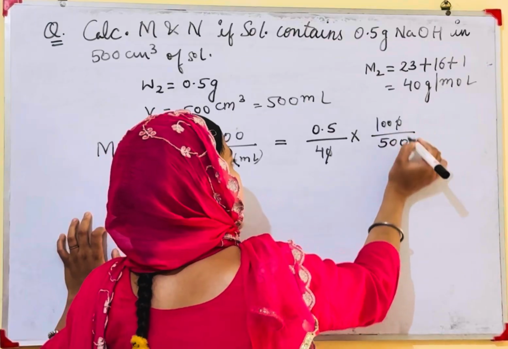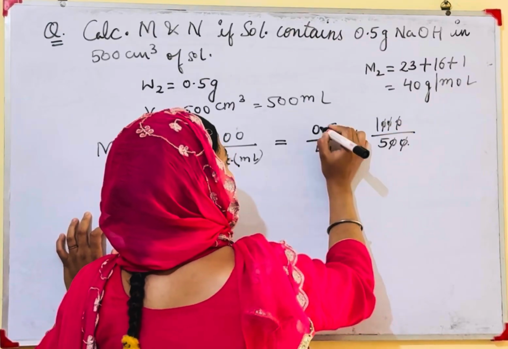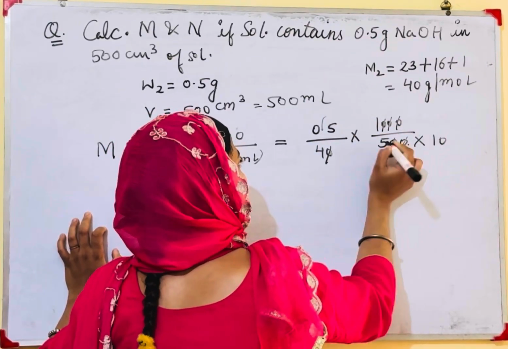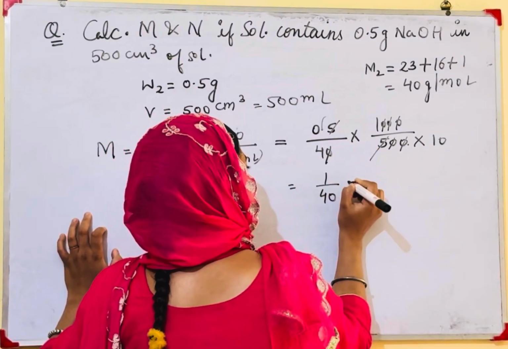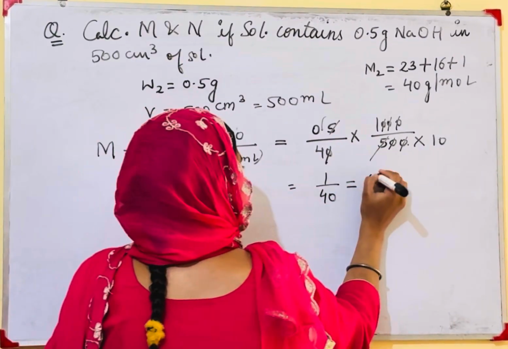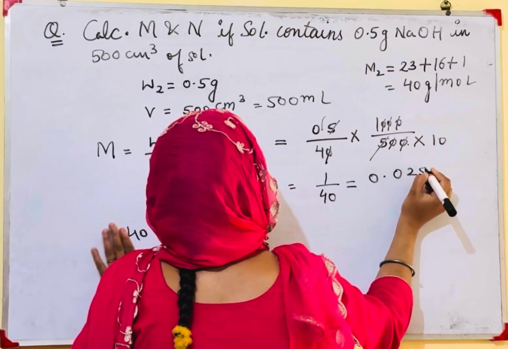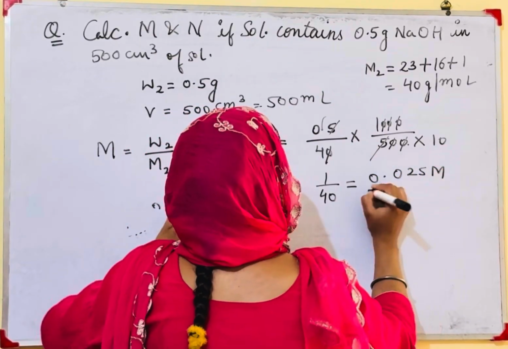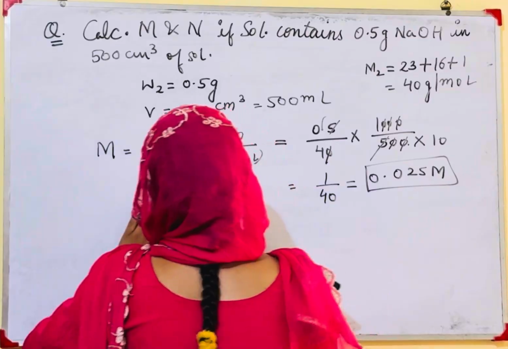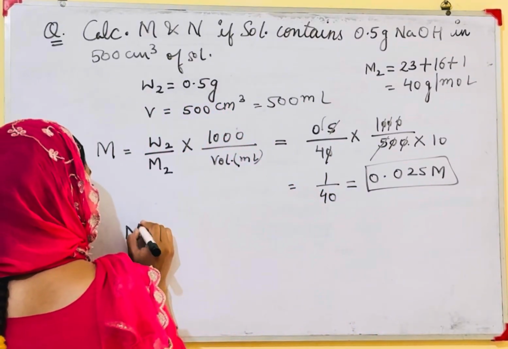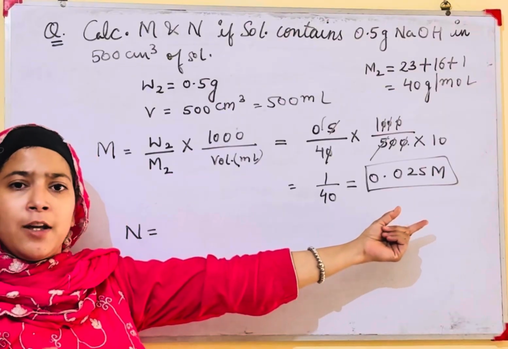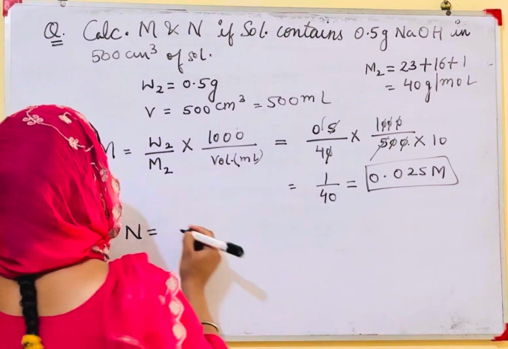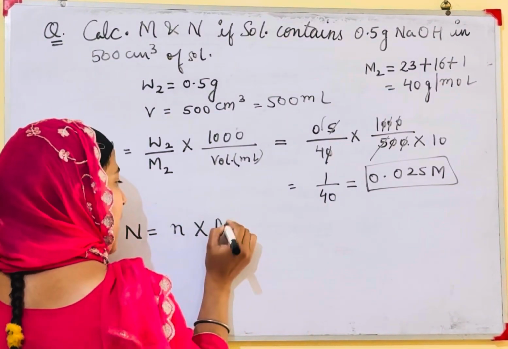Now on solving, what will you get? This will become 1 divided by 40, which is equal to 0.025 molar. This will be the molarity. Now we have to calculate normality. There are two ways. By using this molarity, we can calculate it. We have the formula N multiplied by M.